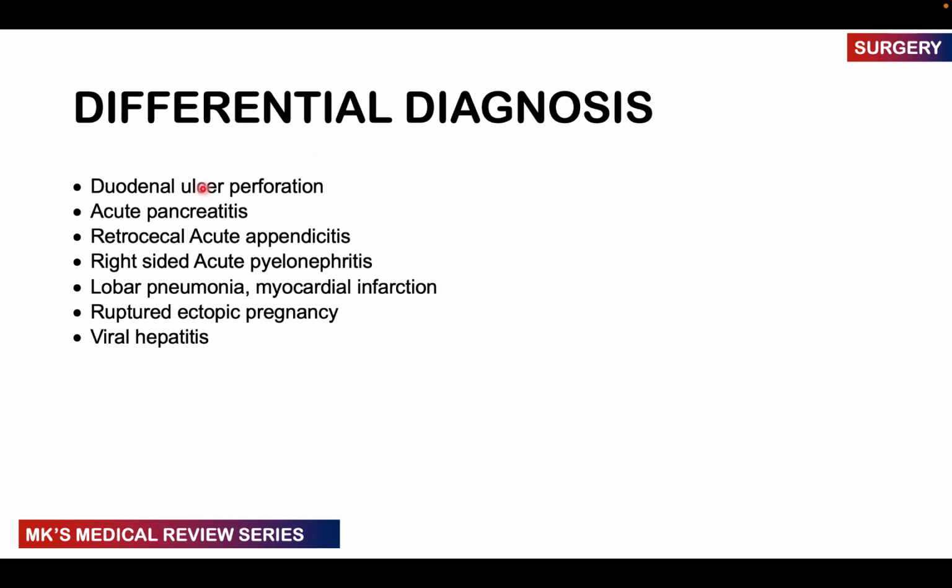A differential diagnosis includes duodenal ulcer perforation, acute pancreatitis, retrocecal acute appendicitis, right-sided acute pyelonephritis, lobar pneumonia, myocardial infarction, a ruptured ectopic pregnancy, of course in females, and viral hepatitis.